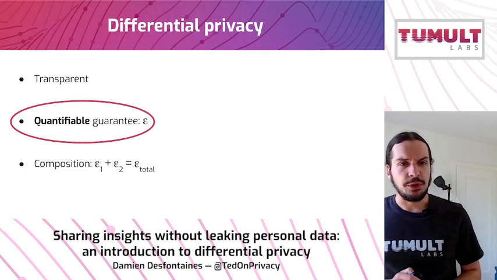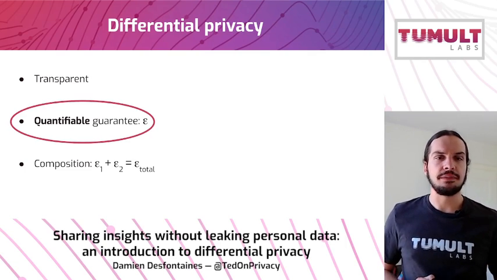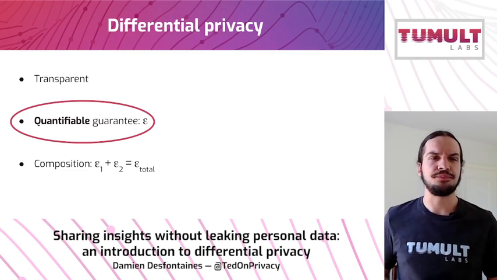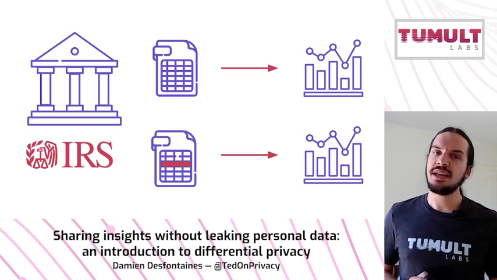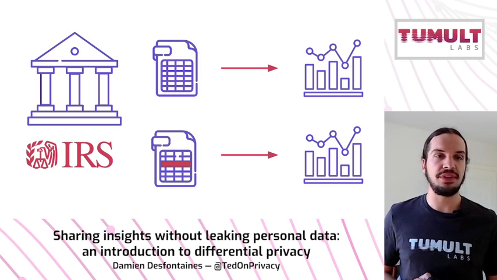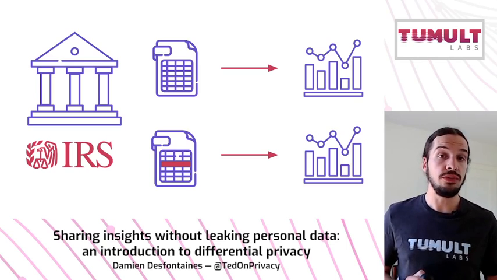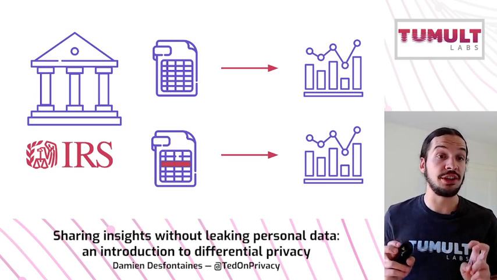Okay, let's dig a bit deeper into this quantifiable guarantee thing. What does this look like in practice? Let's go back to our intuition from earlier. We said that if we compute the same thing from two databases, where one has had one record removed, we shouldn't be able to detect the difference.